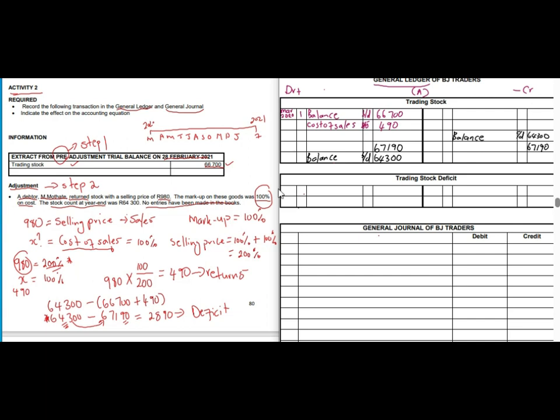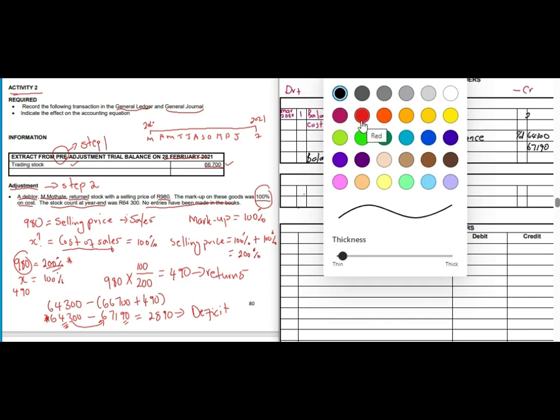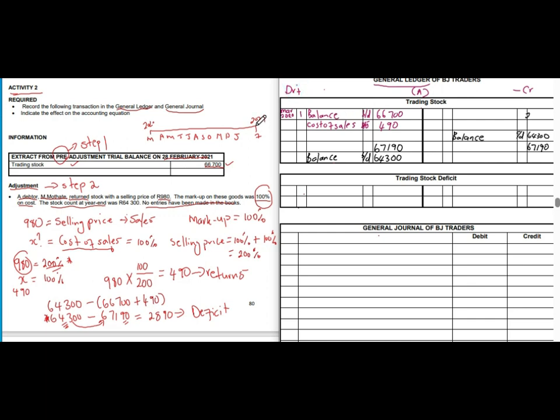We have a difference of how much? We have a difference of 2,890, whereby we said 67,190 minus 64,300, and then that thing is what? It's our stock deficit.